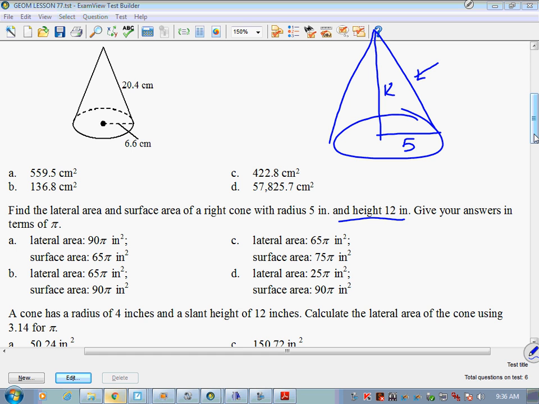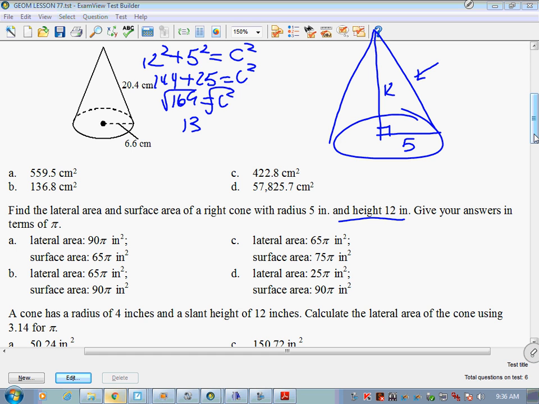How do I find that? Pythagorean theorem. Okay, so 12 squared plus 5 squared equals c squared. So we have 144 plus 25 equals c squared. So we have 169. What happens whenever I square root 169? 13. So c equals 13. So we're going to say L equals 13, and we're going to start over.